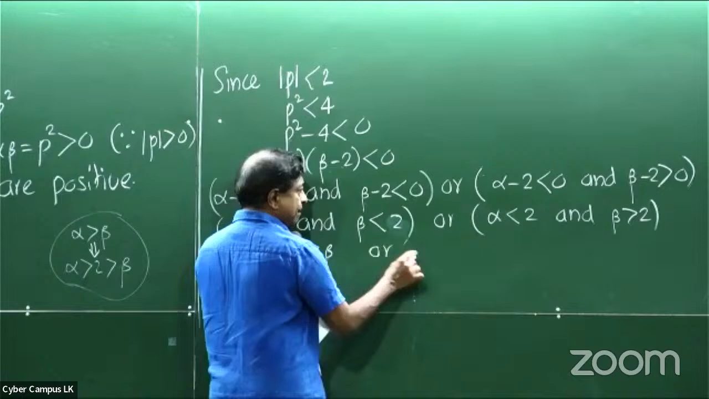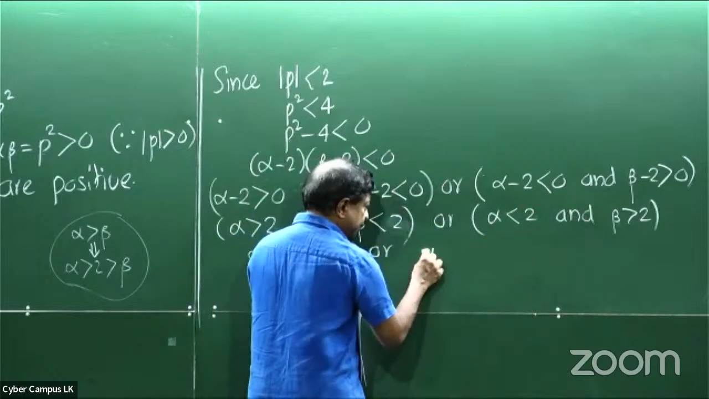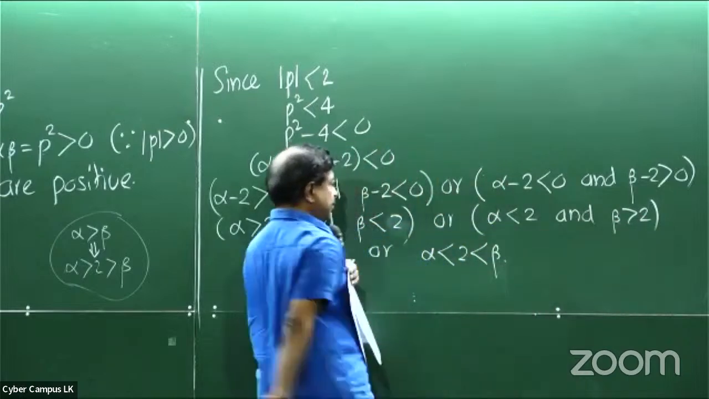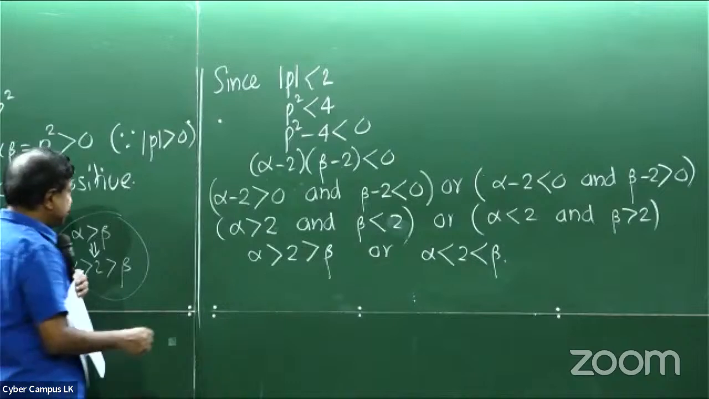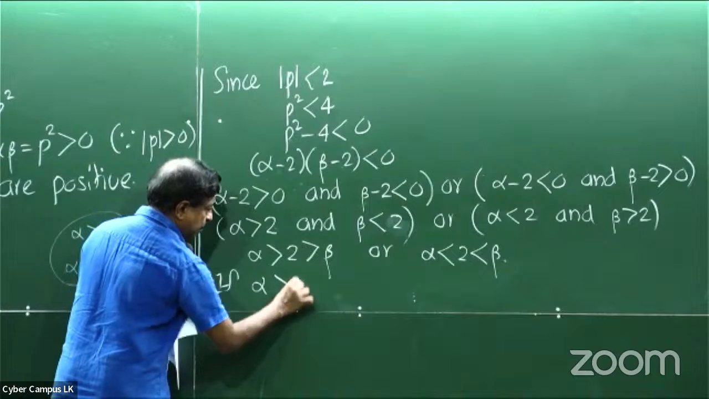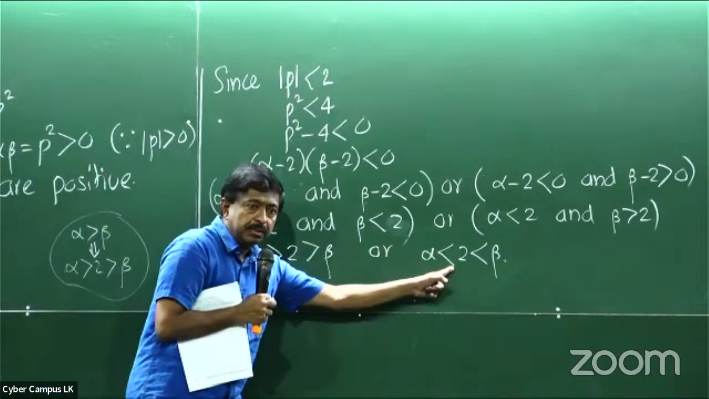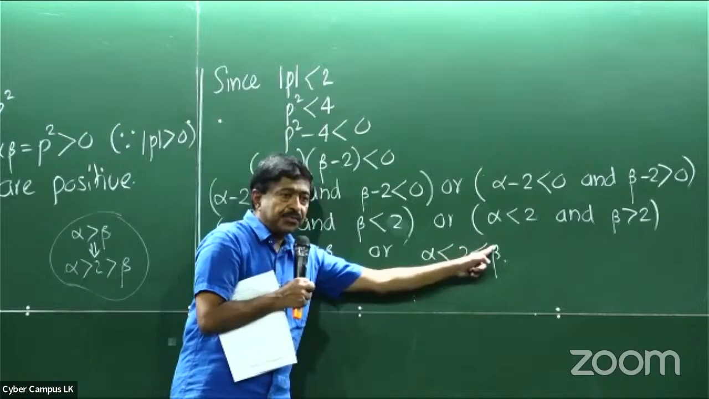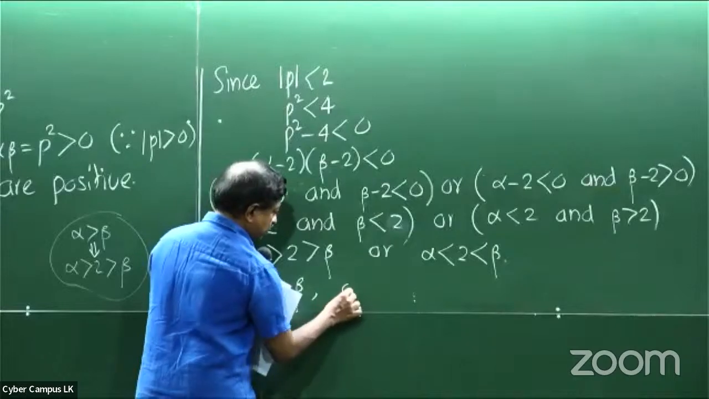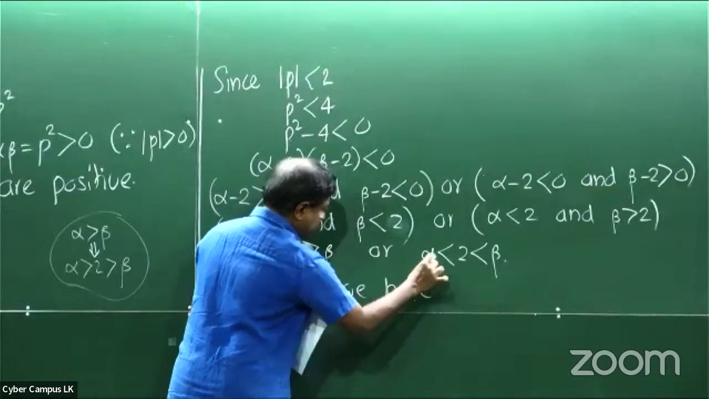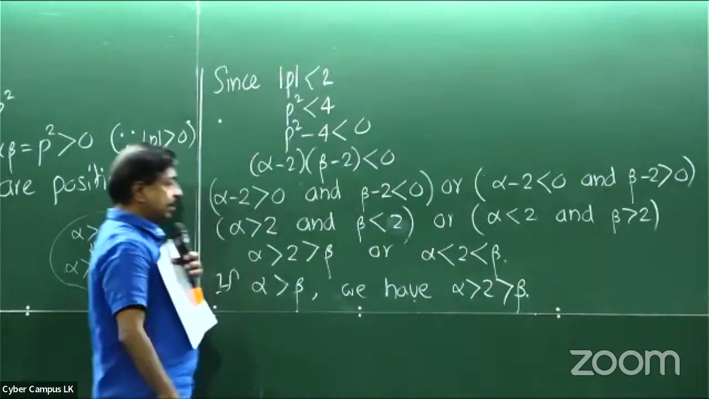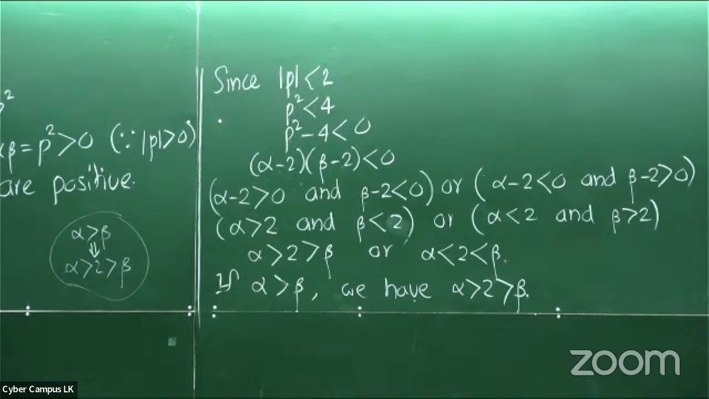Here, alpha is less than 2 and on the other hand, beta is greater than 2. However, if alpha is greater than beta, you cannot have this one because this is alpha less than beta. We have alpha greater than 2, greater than beta. Now the next one.